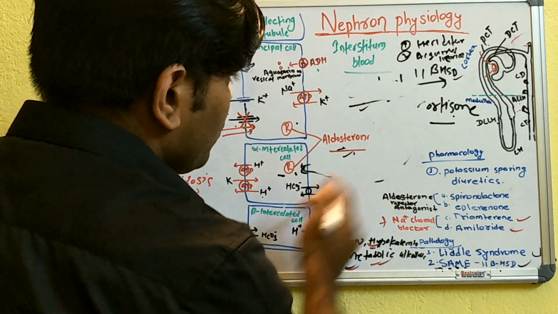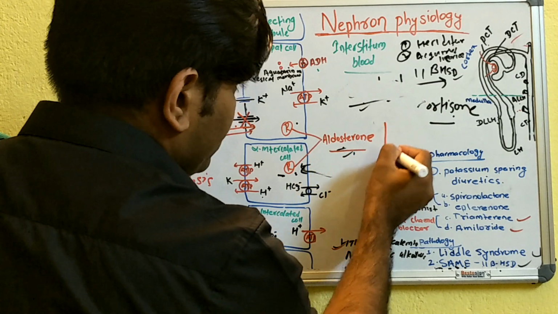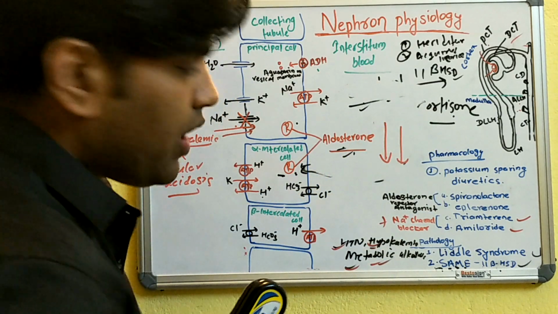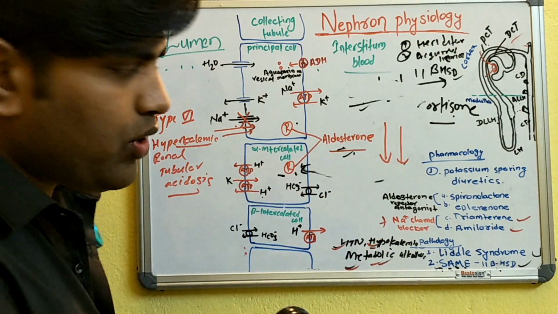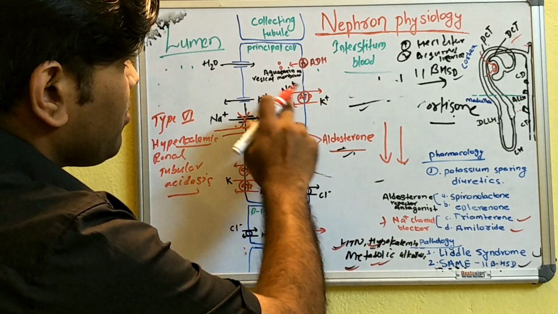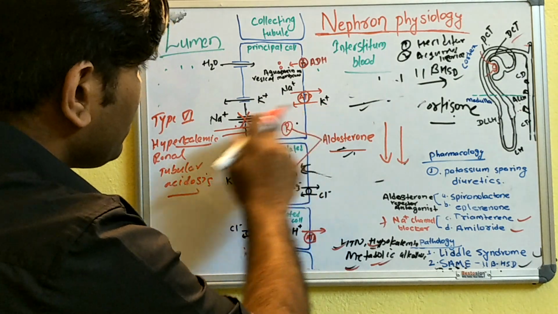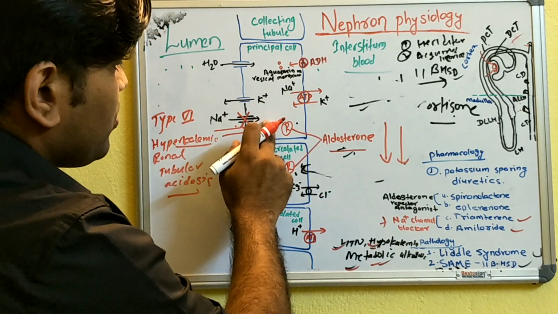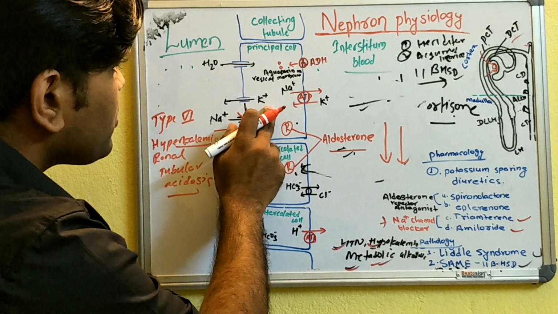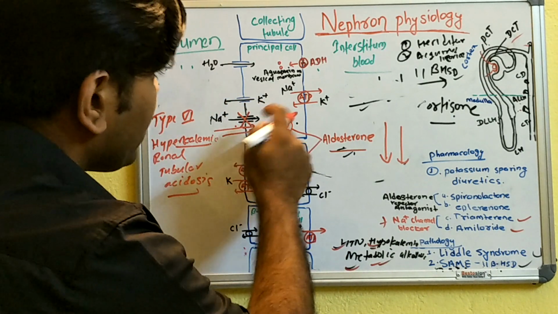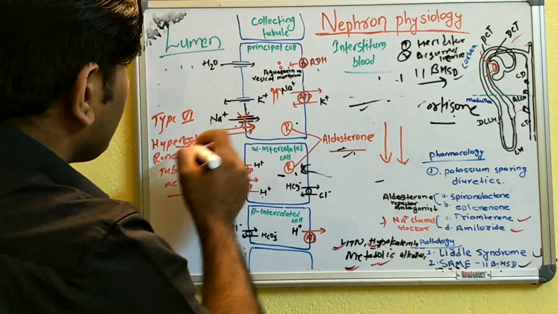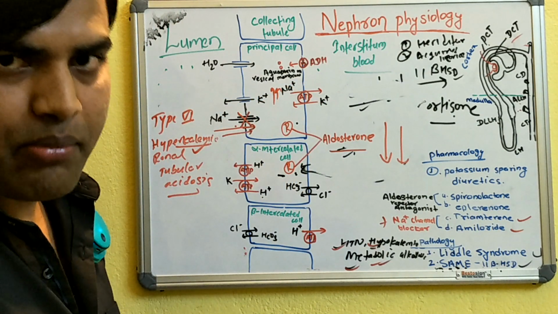if your aldosterone has decreased, hypoaldosteronism, then this receptor is not working. There is no increased activity of sodium potassium ATPase. No sodium is absorbed. Since no sodium is absorbed, there is no necessity for potassium to be excreted out. Now potassium remains inside your body and increases. Due to this there will be hyperkalemia.